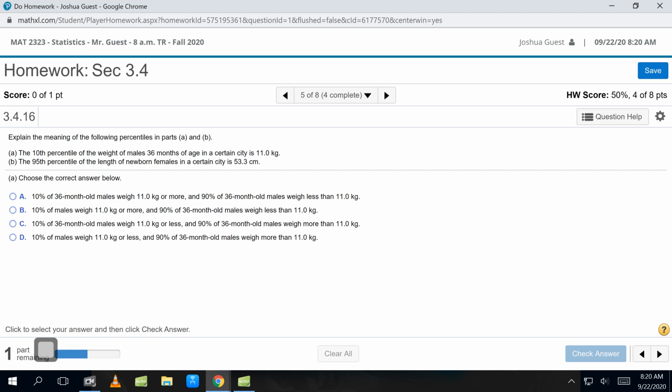Let's see. 10% weigh more, it can't be A, right? It can't be A because that says more. That's no good. 10% of males or more, can't be that one. 10% of males or less, that's good. But then it says 90% or more than the 11. Well, wait a minute. That makes some sense, but that doesn't talk about the, oh, this is just the first part. All right, so then 10% of the males weigh less and 90% weigh more.